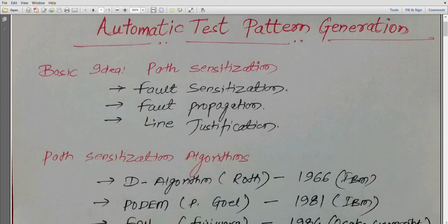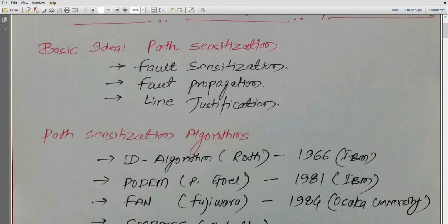Okay, so three basic steps are involved in path sensitization. First is fault sensitization: in order to test a fault, you have to sensitize the fault first. Second is fault propagation. That fault should be propagated to one of the primary outputs. Then only you will say that your test pattern generation is completed and your test vector is correctly created.